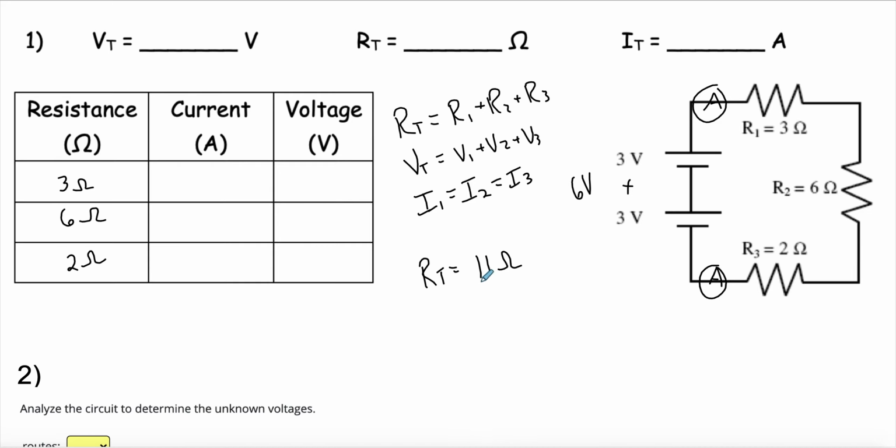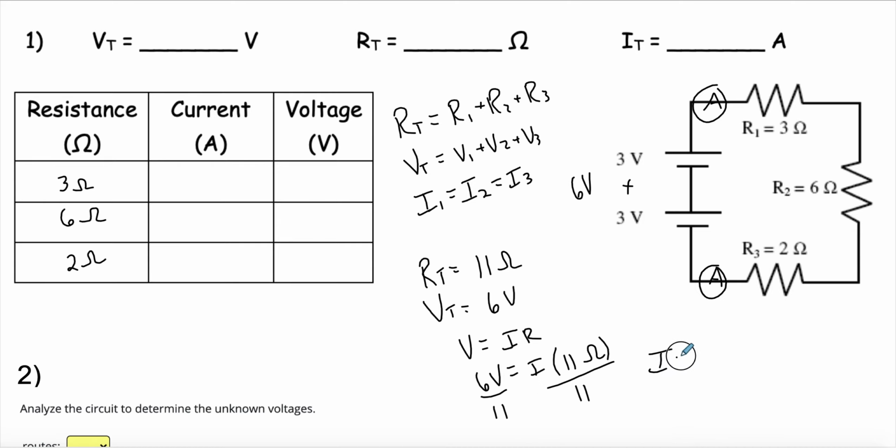So let's go ahead and use Ohm's law. Total volts, we got 6 volts. Okay, so Ohm's law, V equals IR. So my 6 volts is equal to the amps, which we're trying to find, times our resistance, which is 11 ohms. Okay, so divide both sides by 11 ohms. 6 over 11, we get 0.5454, so it's 54 repeating. So our amperage is, let's say, 0.55 amps. That's the same everywhere.